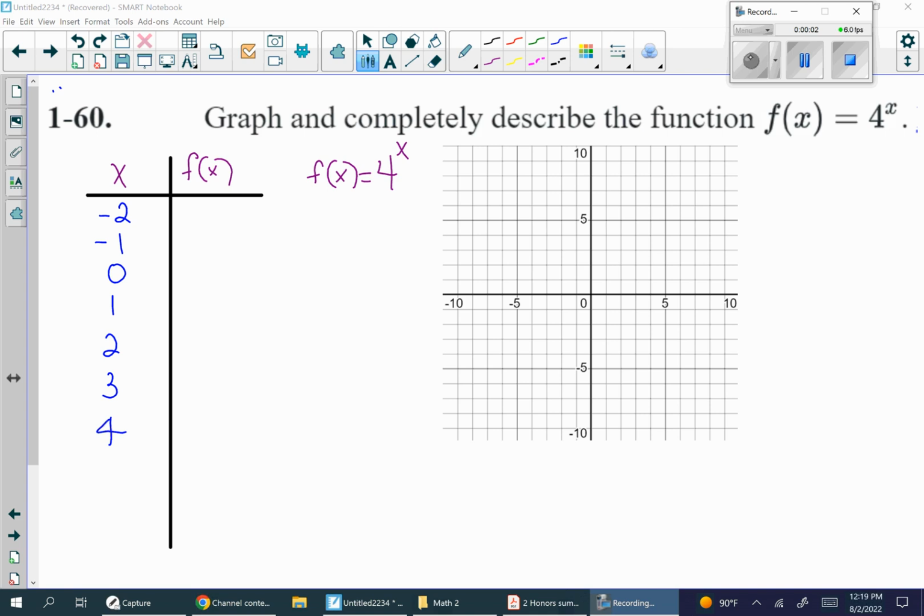CPM Math 3, problem 1-60. We're being asked to graph and completely describe this exponential function, f of x equals 4 to the x power.